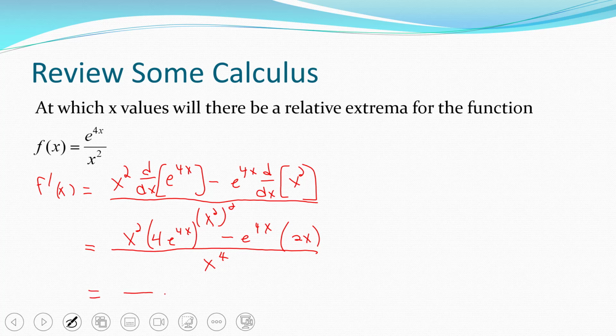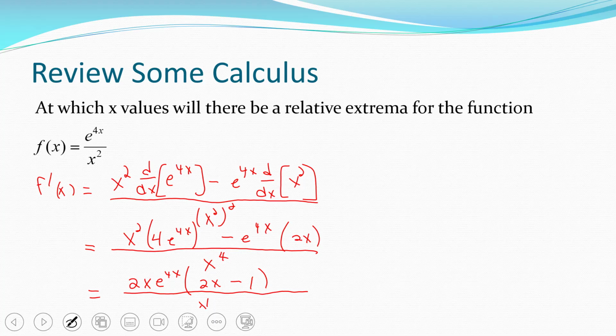All right, so then notice in the numerator, as you saw before in my previous example, there's a common factor. There's a common factor of a 2, of an x, and of an e to the 4x. If you take that product out of x squared times 4 times e to the 4x, you wind up getting a 2x minus. Then divide 2 times x times e to the 4x into basically the same thing, and you get 1. That's all over x to the 4th.